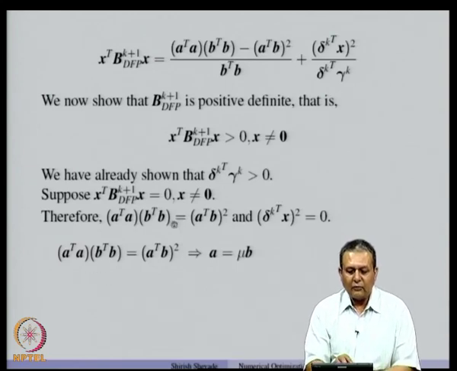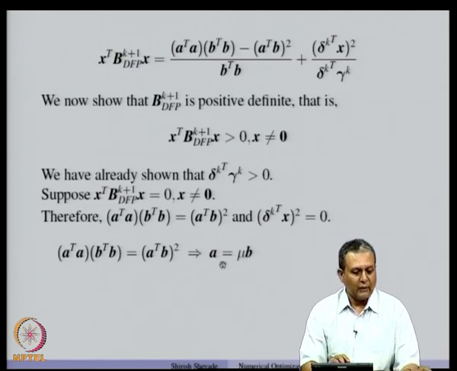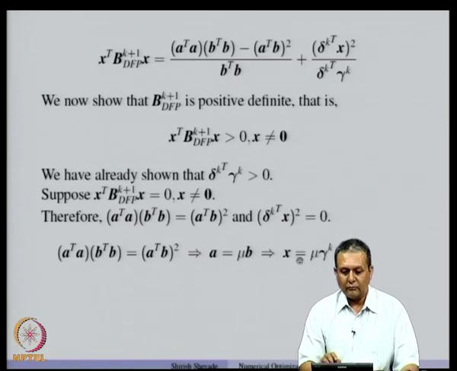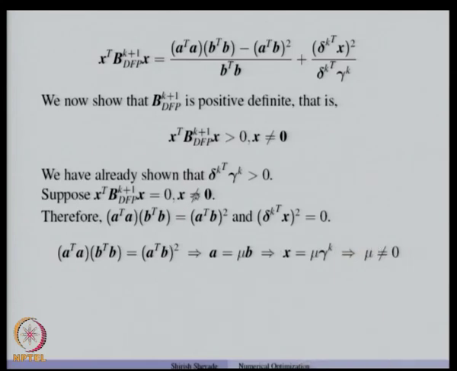Then what we have is that if this holds, then A has to be a scalar multiple of B, and A and B are not 0, and therefore mu is also not 0. And if we recall the definition of x, A and B, what we can write is that x is equal to mu gamma k, and since none of these are 0, mu is not equal to 0. So, x is not equal to 0 because we have assumed it here, and we have already assumed that gamma k is not 0, which means that mu is not equal to 0. So, the numerator in the first quantity being 0 implies that A is a scalar multiple of B, and that scalar is not 0. Now, let us look at the second term.